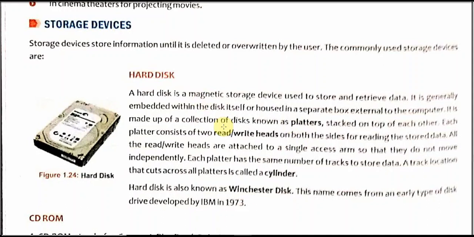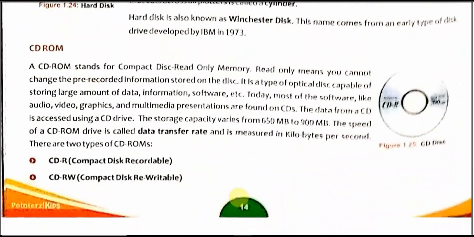Now they are made up of very small mini disks. Small disks are called platters, and each platter has a read-write head. It means there are many platters, and each platter has one head for reading and one head for writing, and all the platters are connected with a cylinder. Hard disk is also called a Winchester disk, and this name comes from an early disk drive which was developed by IBM in America in 1973.